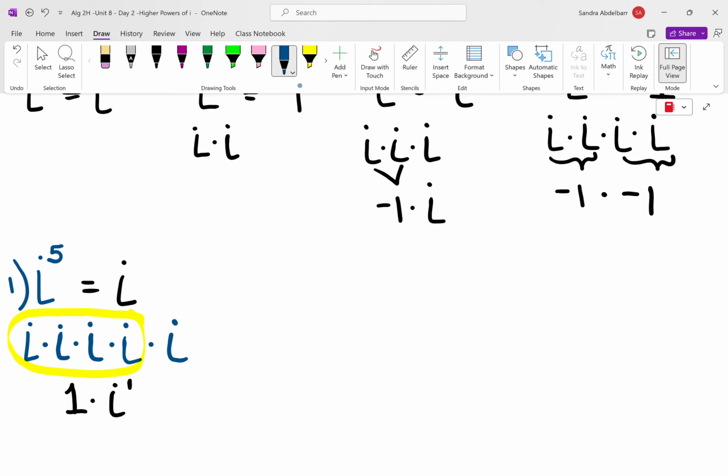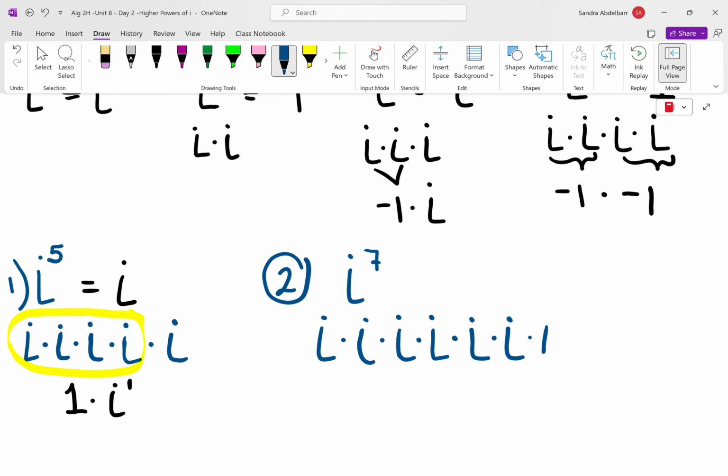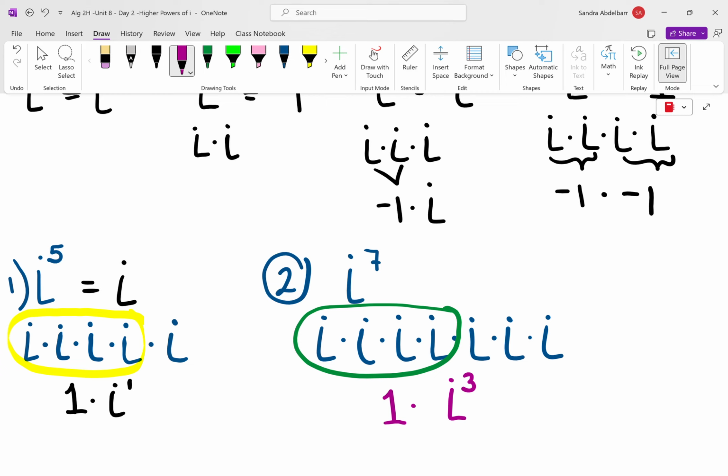What happens if we have i to the seventh power? Well, that's i times i times i times i times i times i. Did I make too many i's? No, I'm good. All right, so we know every 4 i's multiplied together is 1. So that leaves us with 1 times i to the third, but we should memorize this. What's i to the third? -i. Do we see a pattern here?